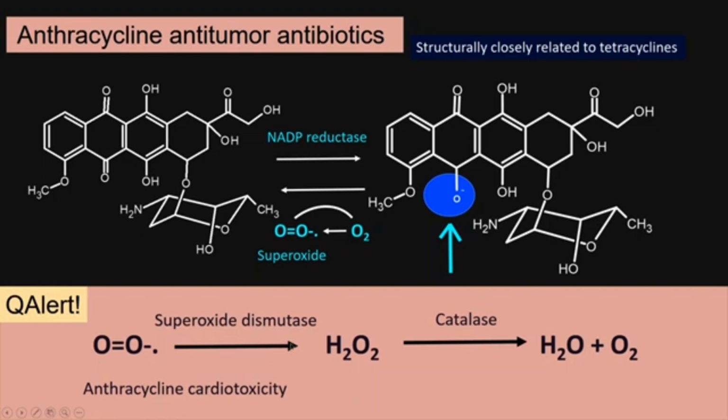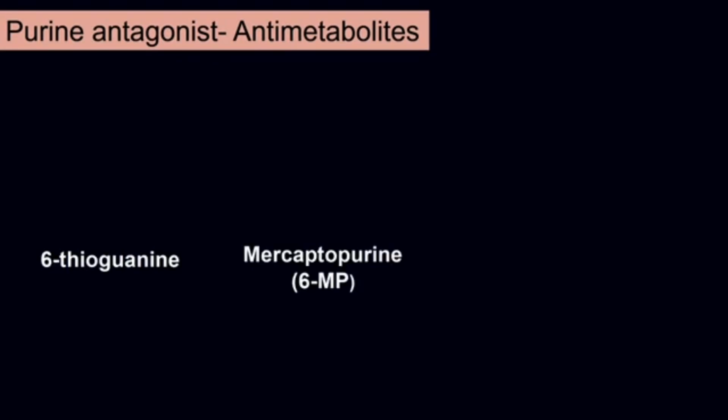Questions could be as expected here, presented in the question alert, or you may expect questions indirectly or directly from these key points. Next, we talk about purine antagonists, antimetabolites. Mainly, there are thioguanines and mercaptopurines.